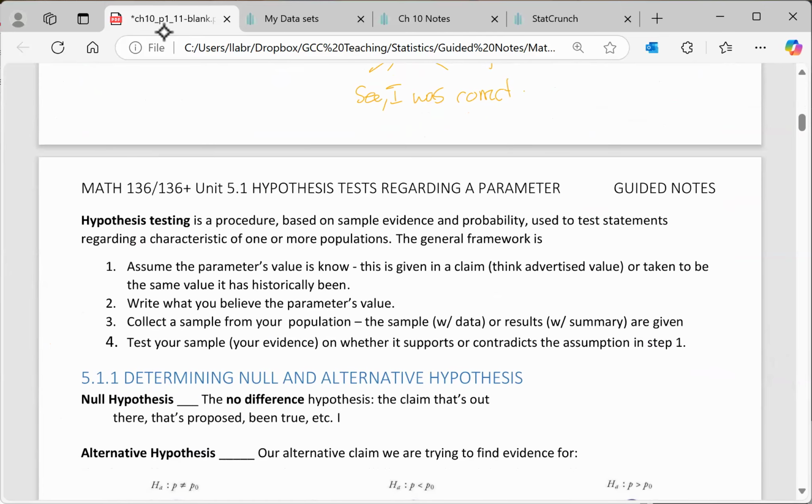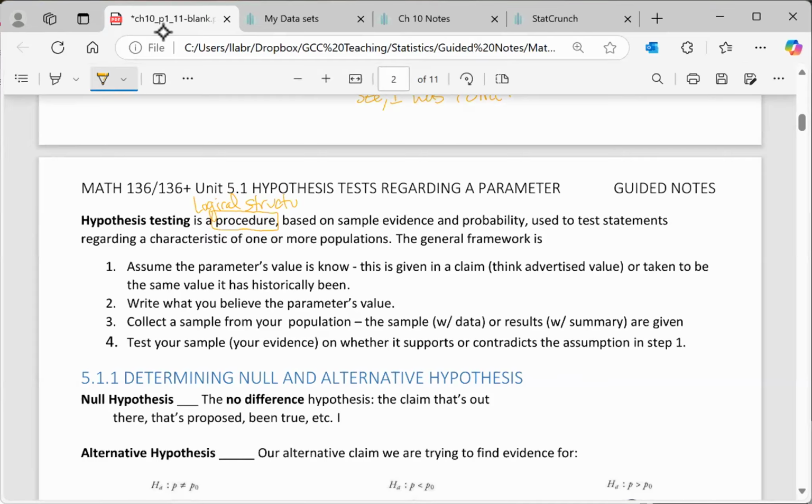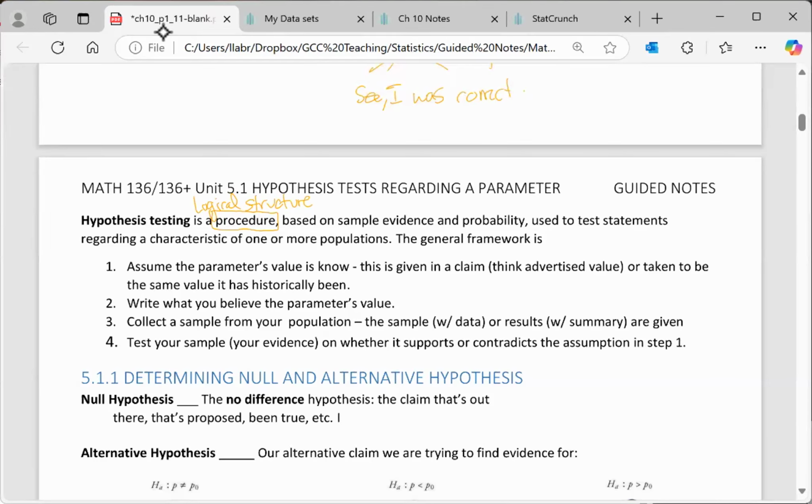So hypothesis testing is essentially a procedure. Think of it like writing an essay. In an essay, you want to make sure that you follow certain structure. So the procedure just basically is here to ensure that we follow the logical structure to essentially test this hypothesis. All right. So what we did is you're always going to be able to write the hypothesis.